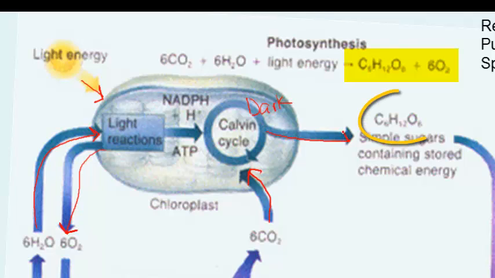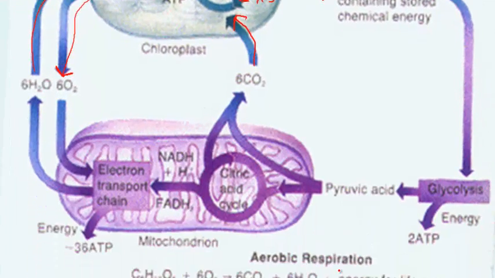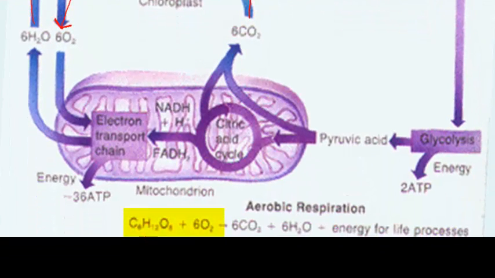Okay, this is my glucose. Remember, I have to go through this 6 times to make one sugar. Then the sugar, so here's my sugar and my oxygen. Now, if I come down to my aerobic respiration, let's look at the equation here. Here is my glucose plus my oxygen.